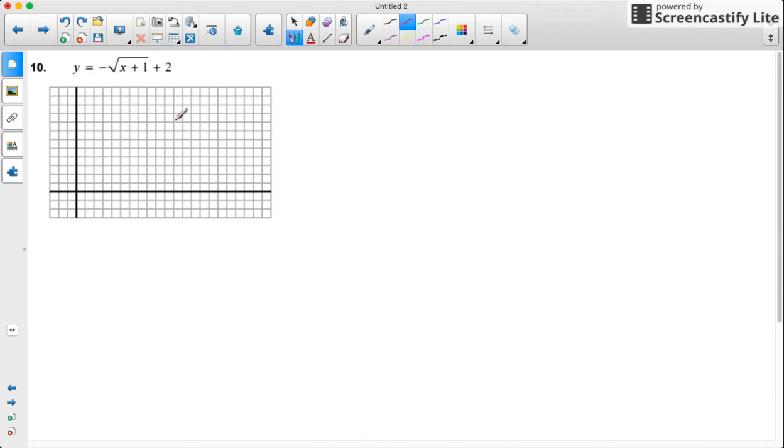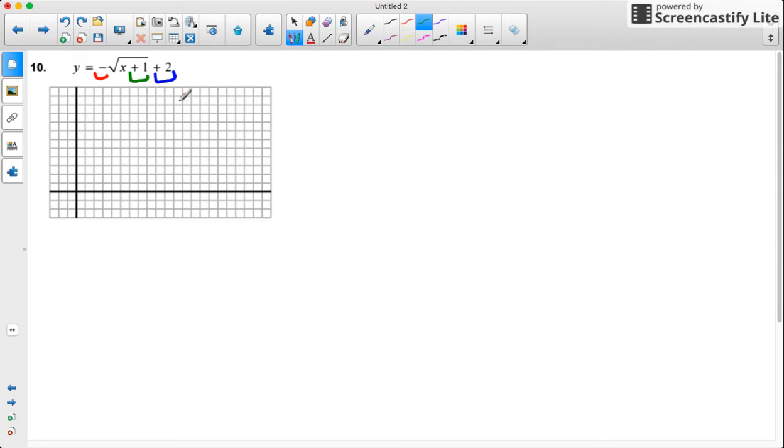Hey everybody, in this video we're going to graph this square root function y equals the negative square root of x plus 1 plus 2. So we've got a lot going on here. Right away as I'm looking at this thing, I'm seeing a couple of key transformations here. I'm seeing something with this negative, something with this plus 1, something with this plus 2.